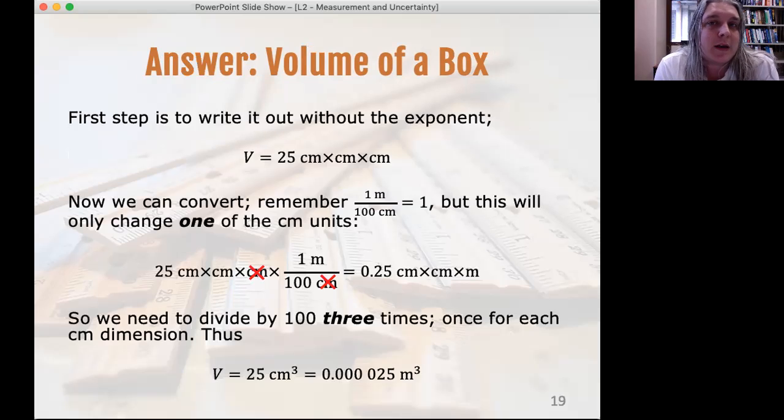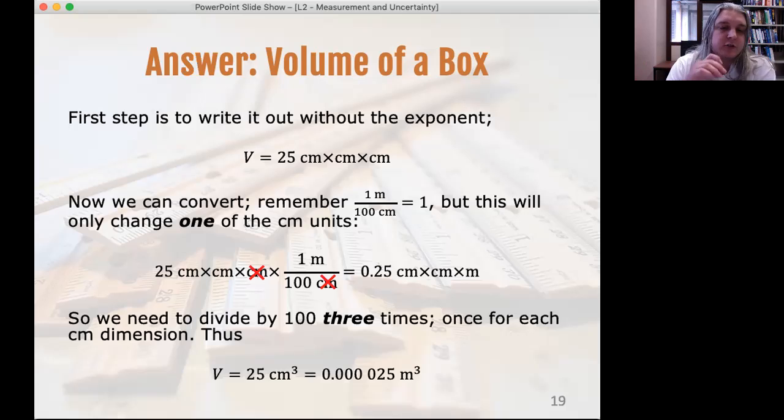But it's only going to change one of those units. So if we do 25 centimeters times centimeters times centimeters, and then we multiply by 1 meter over 100 centimeters, we've only cancelled out one of those centimeters, one of those units. And that means that what we've actually got is 0.25 centimeters times meters, which is not any useful kind of unit. So what we need to do is multiply by that bracket 3 times, which is effectively dividing by 100 3 times, once for each dimension. Right? Because centimeters cubed is a volume, and a volume is 3 dimensions. It's got a length, a width, and a height, and you've got to change each dimension by 100. Right?